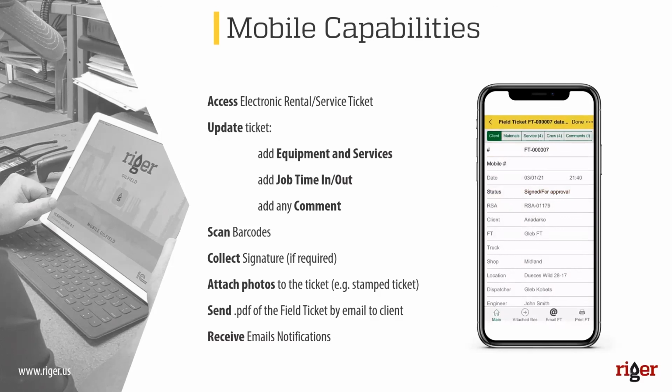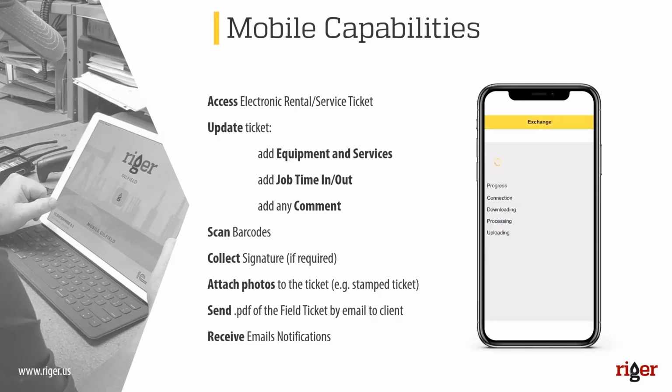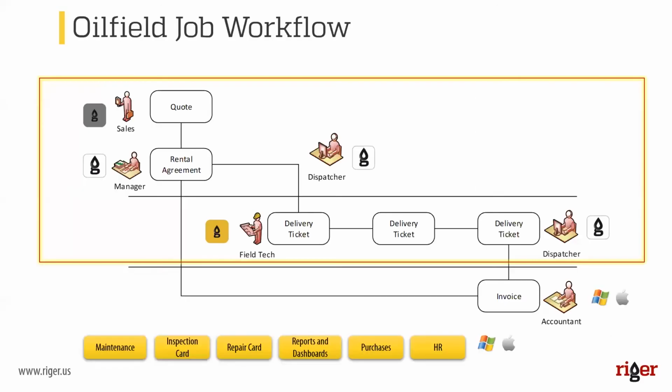You can also attach any external documents and photos to the tickets by using the camera of the mobile device, and you can send these tickets generated in the mobile device as PDF attachments to your customers by email. And you also may receive email notifications about changes in the tickets that are generated automatically by the RigER software.